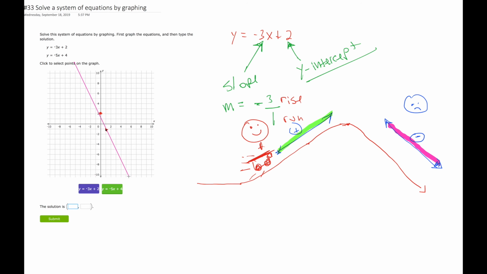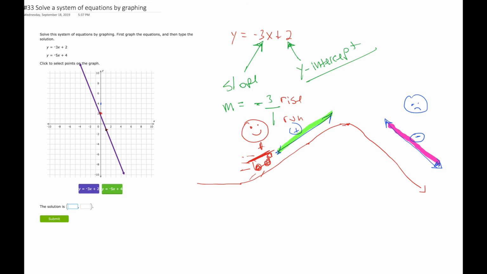All right, now what do we do? We have a second line, right? Yeah, and what does it mean, the solution to the equations? You know what that means? Yeah, where they intersect. All right, so how do we plot the second one?